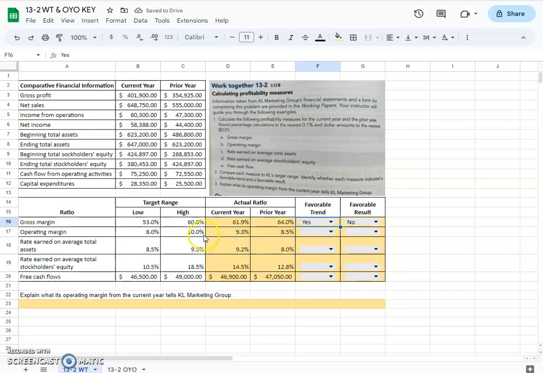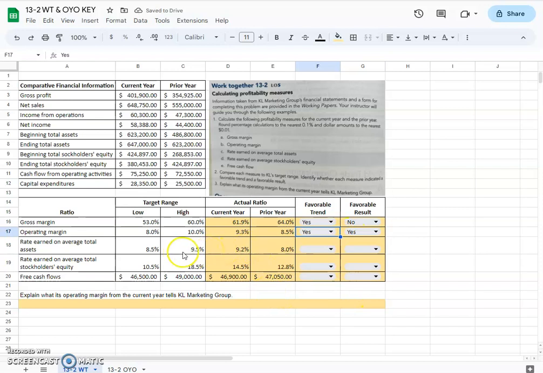All right, operating margin, we want to be between 8 and 10%. Last year we were at 8.5%. This year we're at 9.3%. So we are still right in the middle of that target range, so that is a favorable result. And we are closer to the middle of that range this year than we were last year. We headed towards the middle point of the target range, right? So we'll say that that's also a favorable trend.